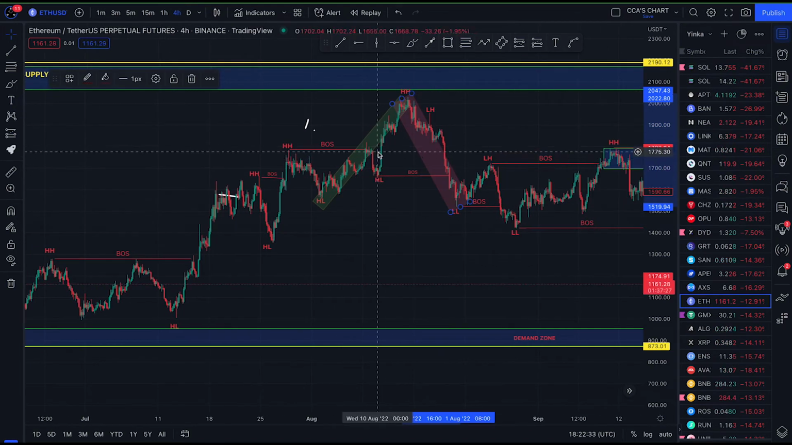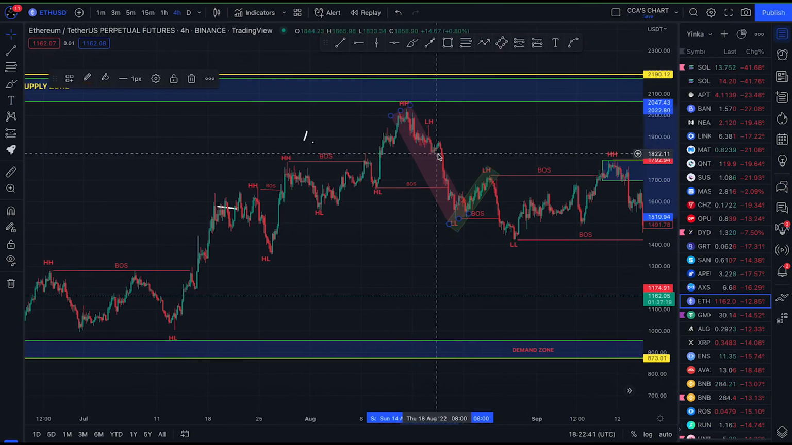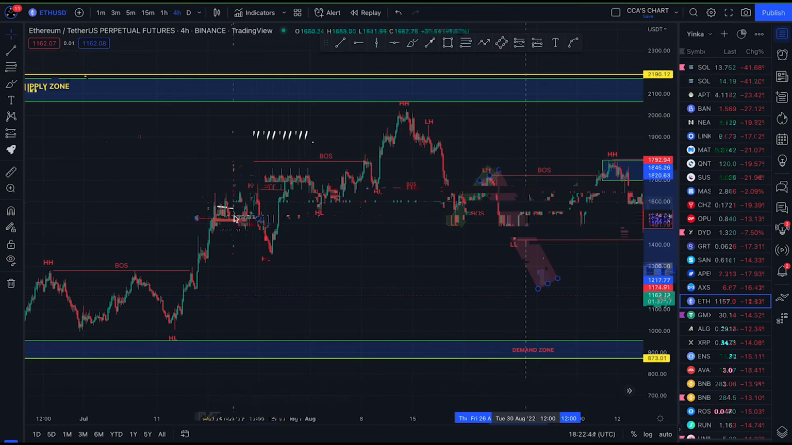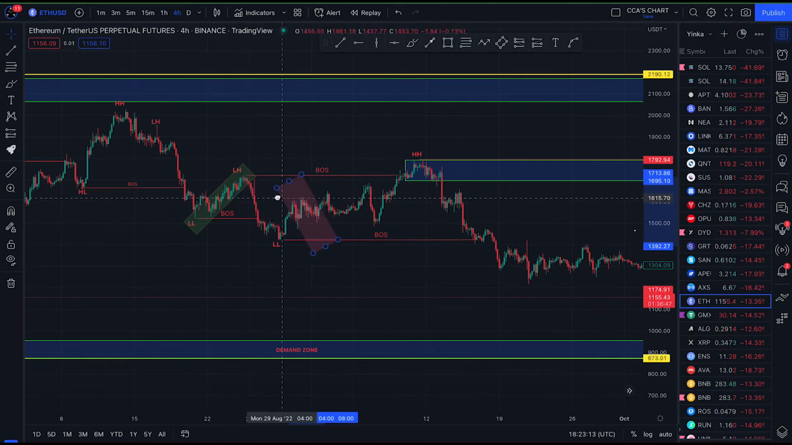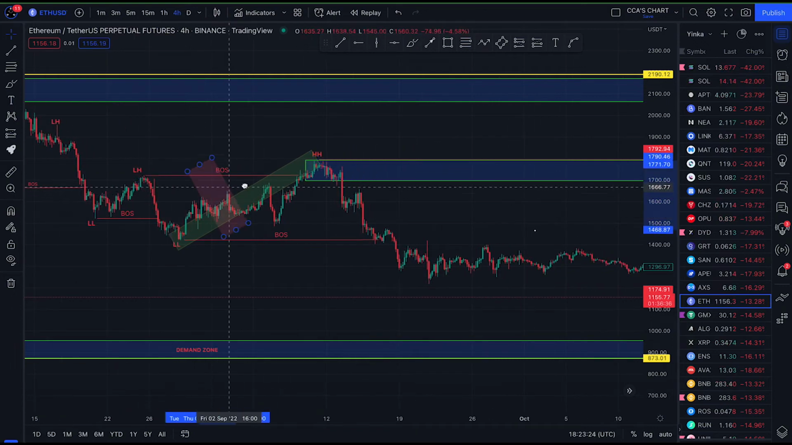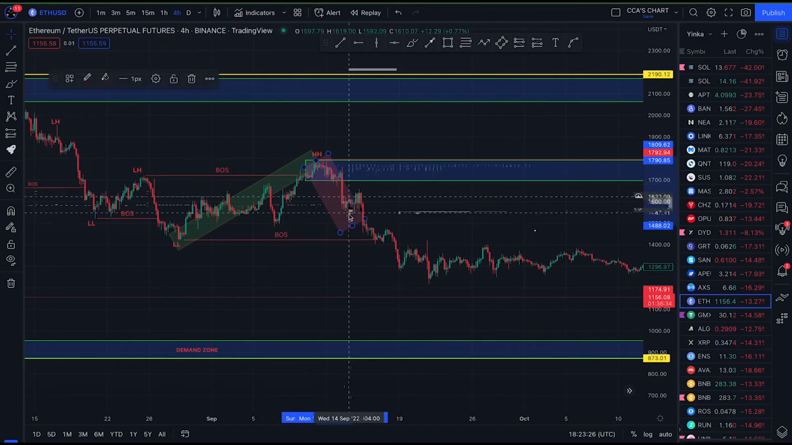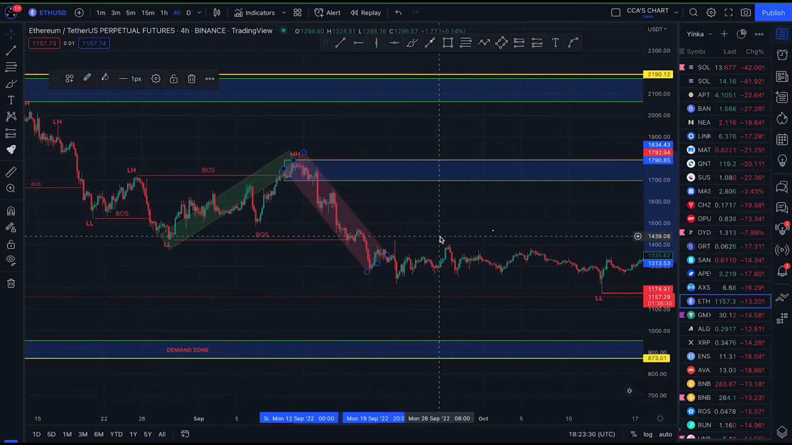From this point we expected a pullback. Price pulled back to this point, then broke structure again to the downside. After the market broke structure to the downside, we were expecting a pullback, but instead price broke structure to the upside, and we were expecting another pullback. But instead of a pullback to the downside, price broke structure to the downside again.